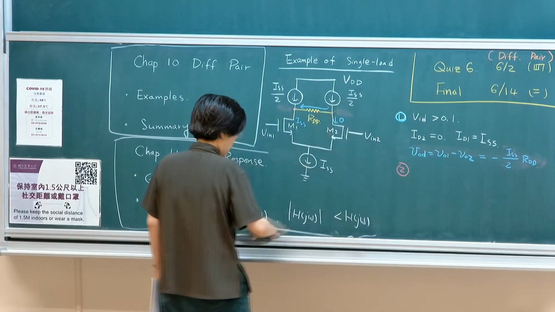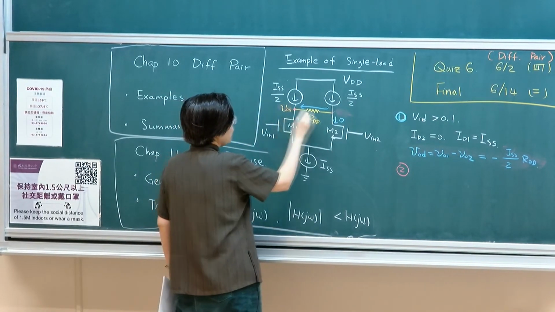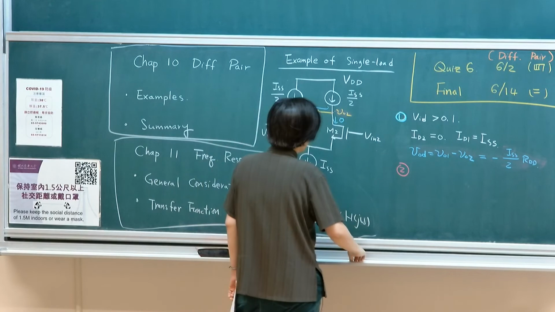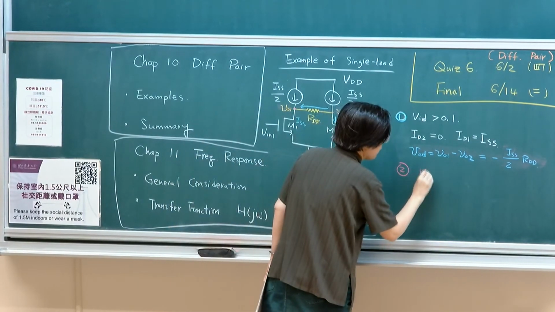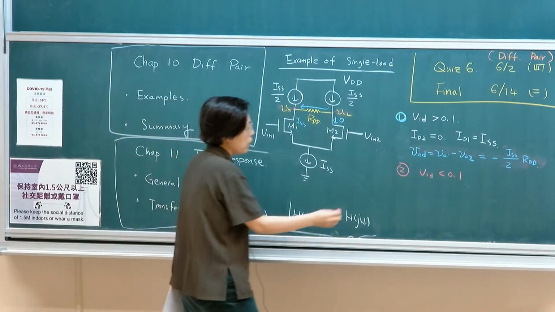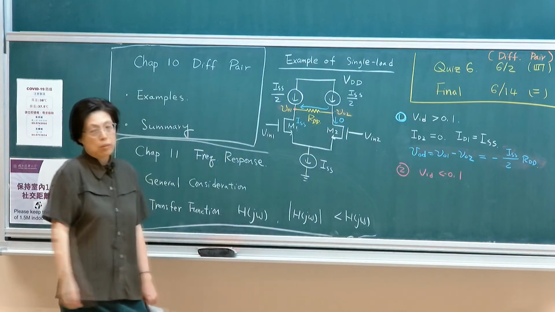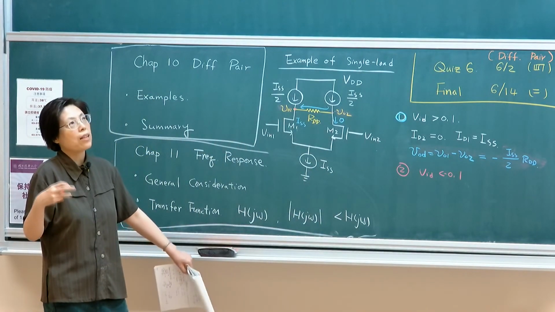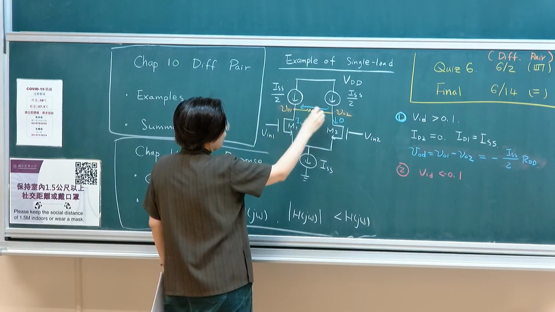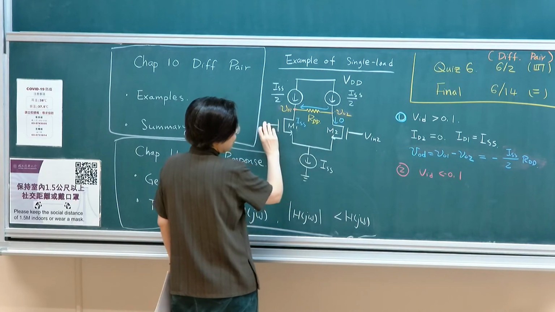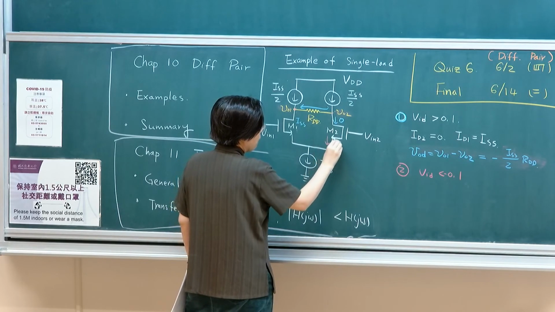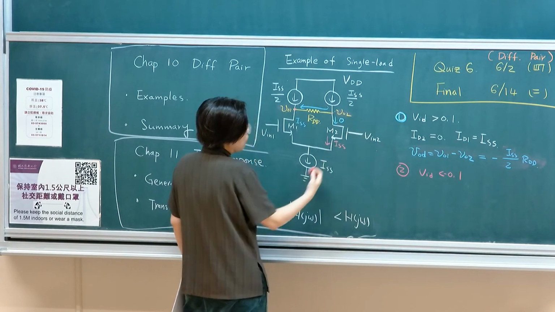Okay? So what if, let me use the right color. This is VO1, this is VO2. The second branch will then be if VID is smaller than minus 0.1 volt. What happens is that this would be turned off, and this would then be turned on. This will take all the current, ISS, because it's more minus on the right-hand side.